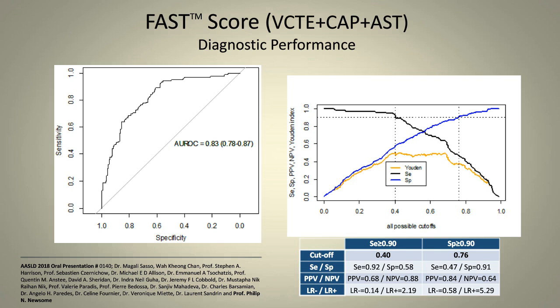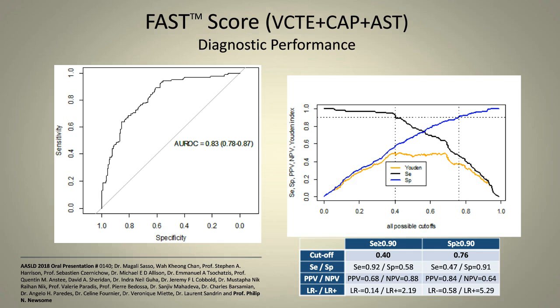In black, you see sensitivity, and the best sensitivity is with a cut point of 0.4, and the best specificity in blue is with a cut point of 0.76. So ultimately, if you use this FAST score and you get a cutoff of 0.4, then you can feel confident with a sensitivity of 90% that you have excluded disease if it's less than that number. If it's greater than 0.76, the specificity is very high, and the positive predictive value is also very good in predicting the probability of having NASH with NAS of 4 with F2 or greater fibrosis.